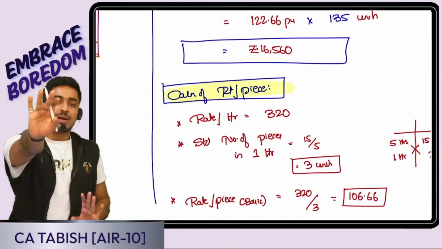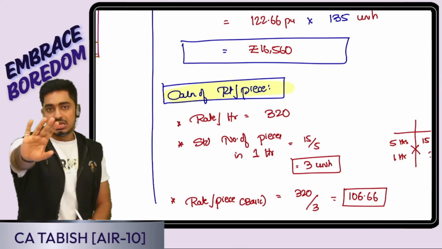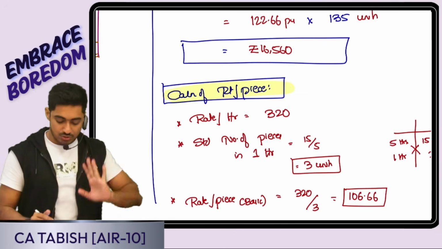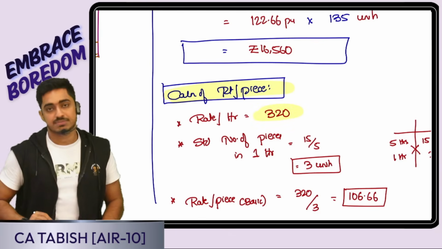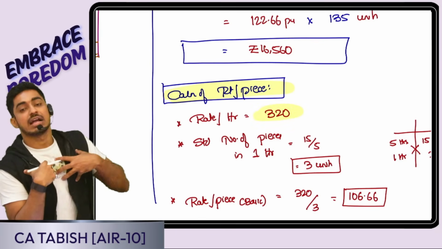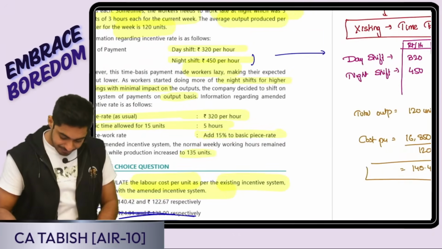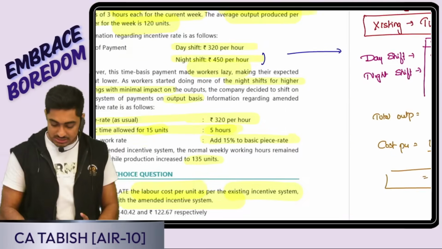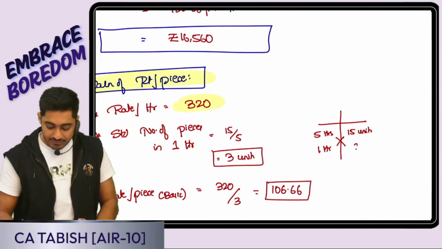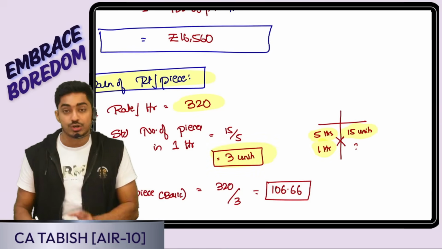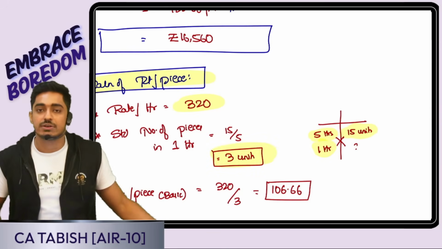Tell me students, what is the company telling? The company is telling that, boss, if you work for 1 hour, the basic wage rate we were paying you is 320 per hour. Now the company is telling what our expectation is. In 5 hours we want you to produce 15 units. That basically means in 1 hour we want you to produce 3 units. Yes or no everyone? Perfect.